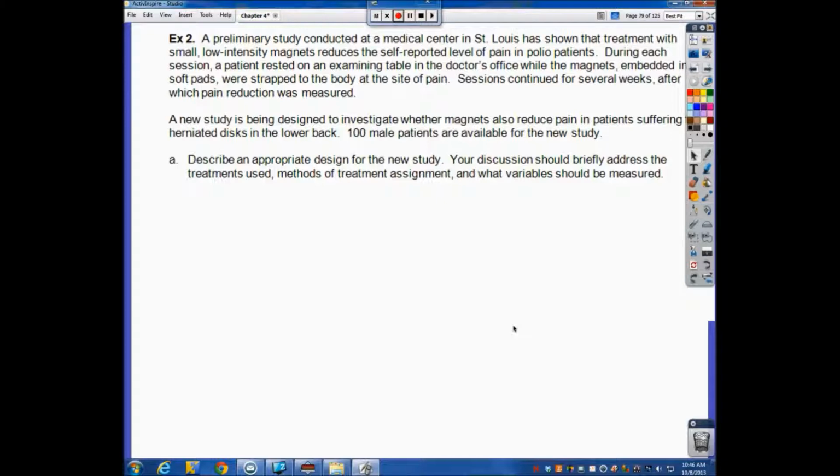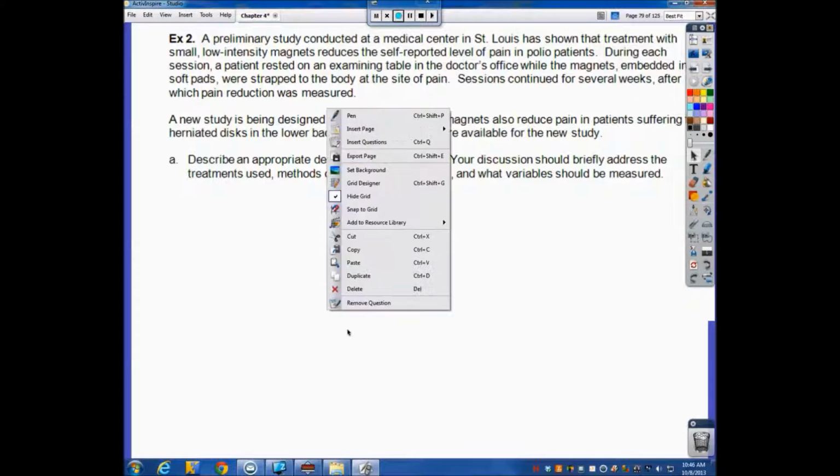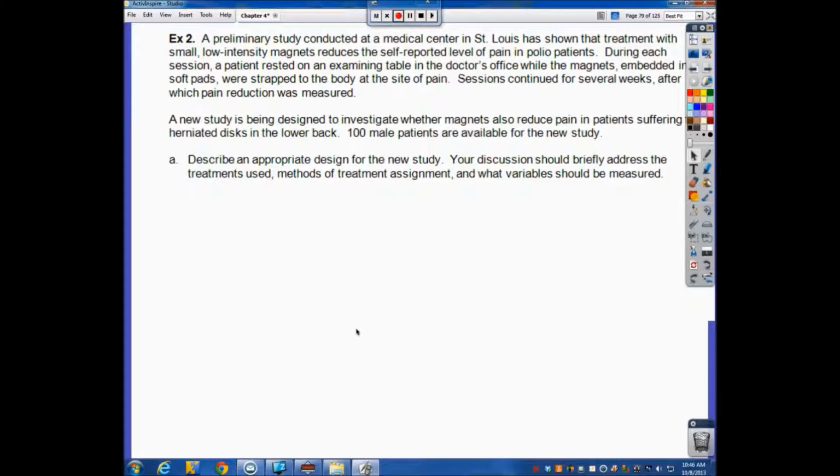One last example. It says a preliminary study conducted at a medical center in St. Louis has shown that treatment with small, low-intensity magnets reduces the self-reported level of pain in polio patients. During each session, a patient rested on an examining table in the doctor's office while the magnets embedded in soft pads were strapped to the body at the site of pain. Sessions continued for several weeks, after which pain reduction was measured. A new study is being designed to investigate whether magnets also reduce pain in patients suffering herniated discs in the lower back. 100 male patients are available for the new study.